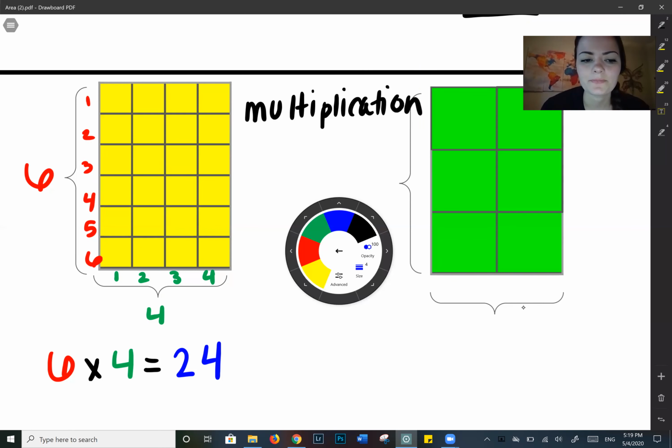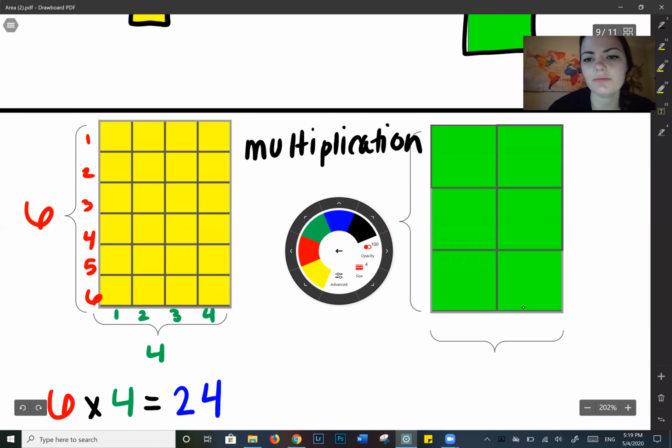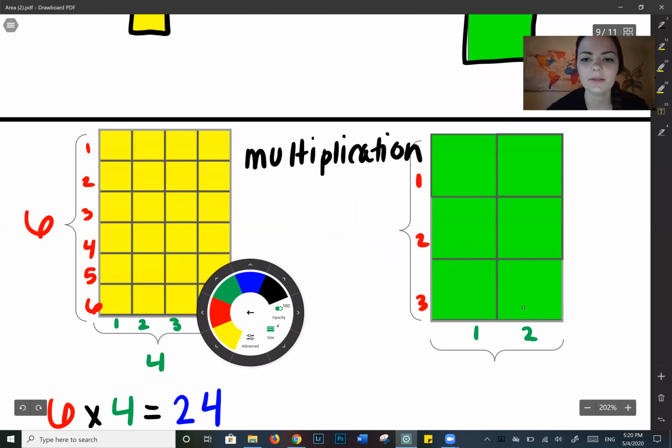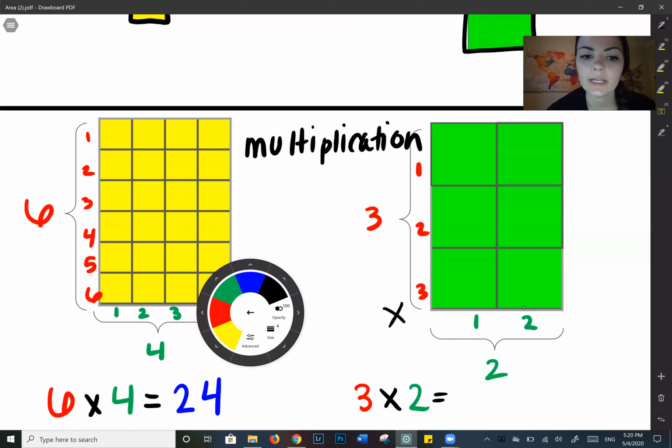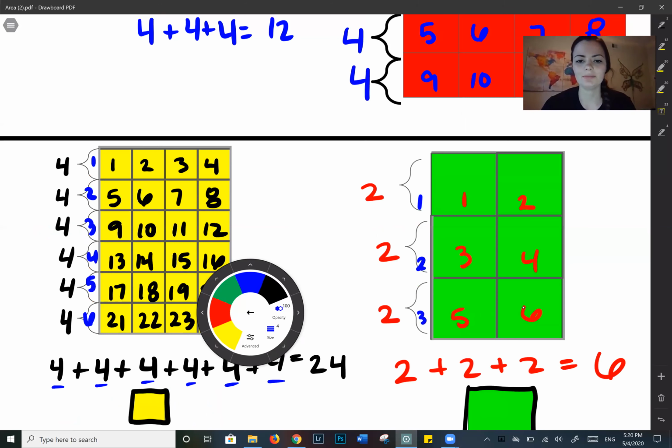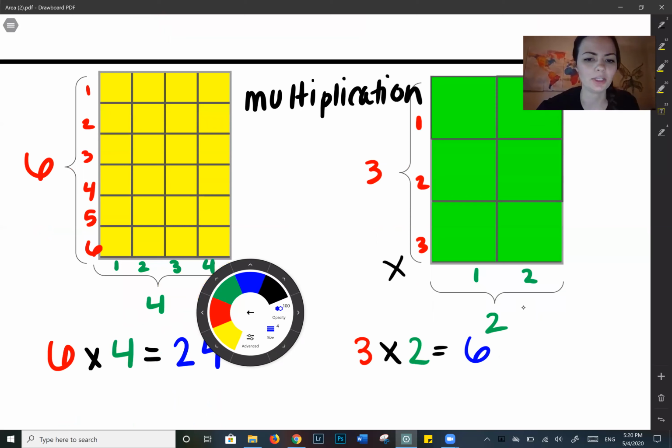The next one on this side. We have how many rows? 1, 2, 3. And how many in each? 1, 2. So simply we have 3 groups of 2, and that equals, we should all know, 2, 4, 6. Our answer here was 6 with our repeated addition, and with our multiplication, we got the same thing. So those are 2 strategies you can do, repeated addition and multiplication.